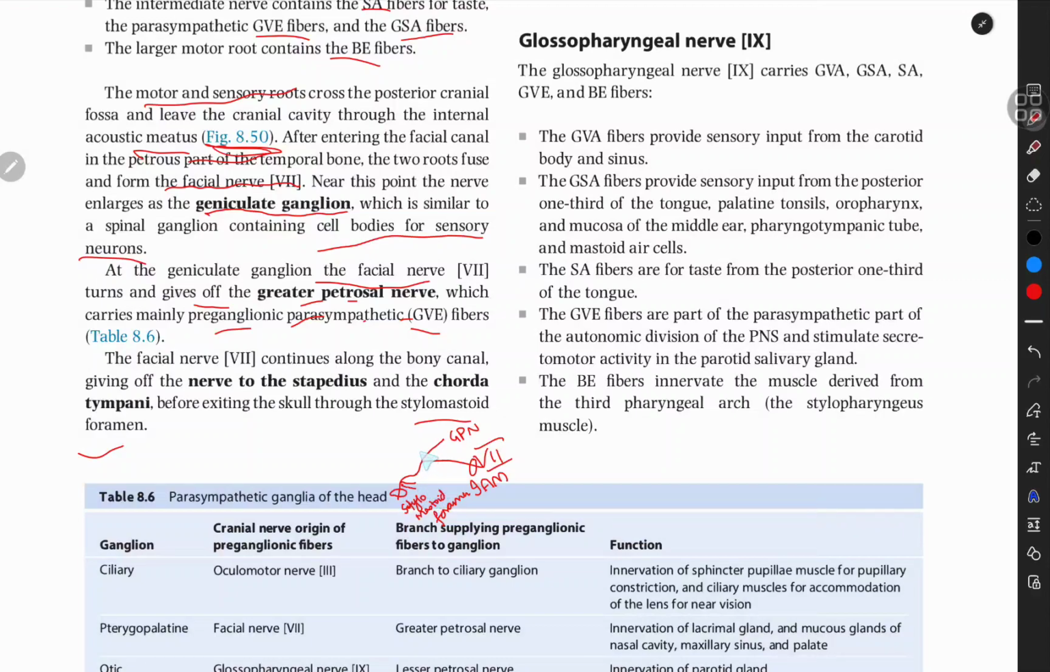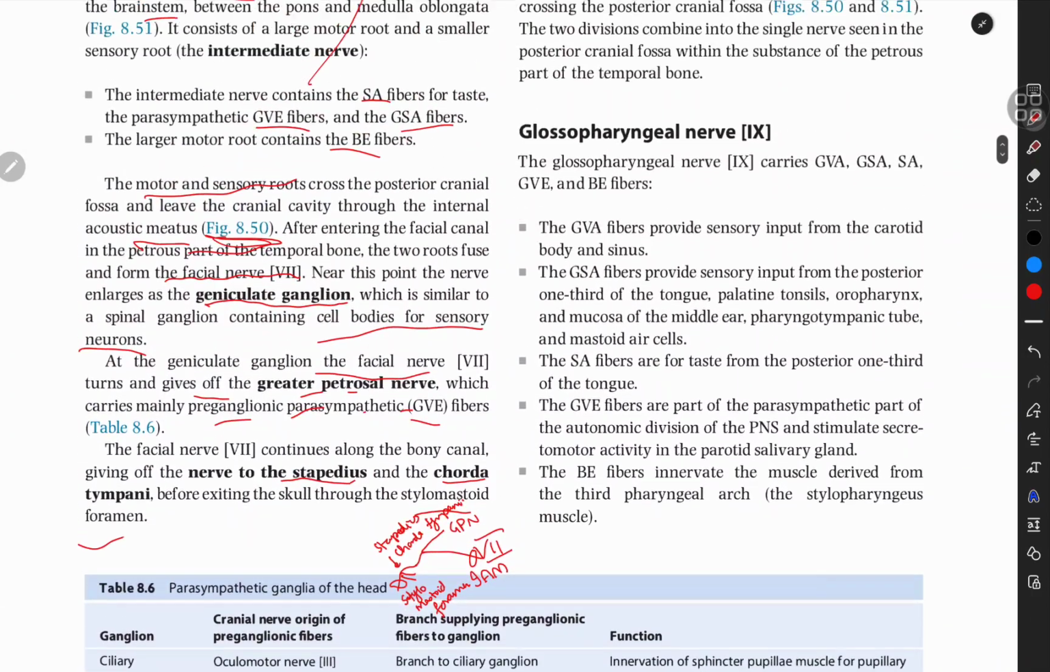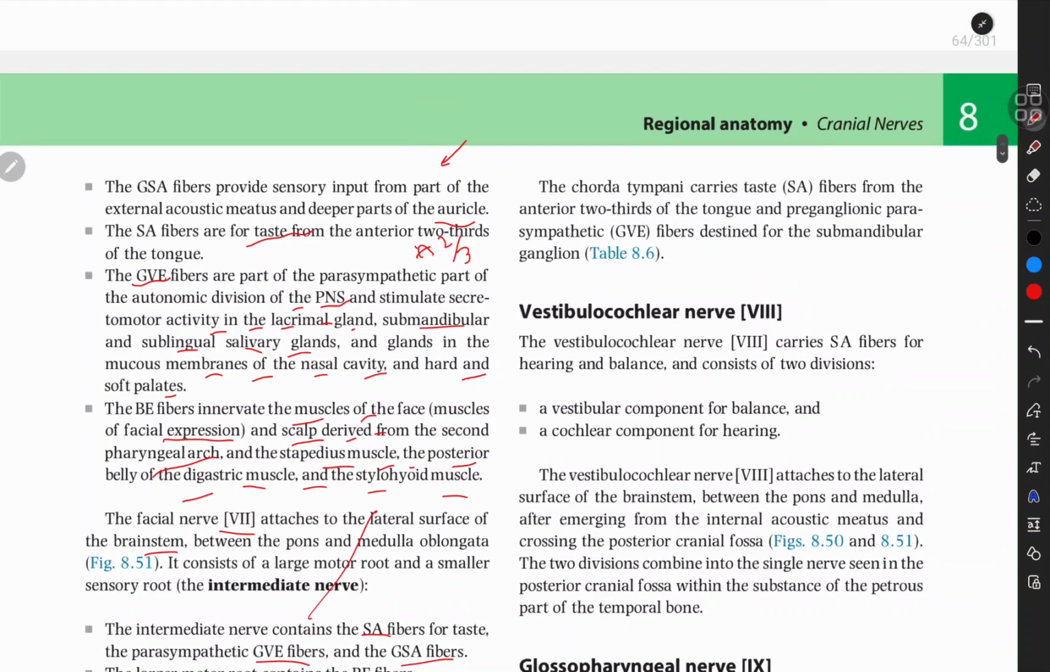First, it gives off two branches: the nerve to the stapedius muscle and the chorda tympani. Chorda tympani carries taste, special afferent fibers from the anterior two-thirds of the tongue.